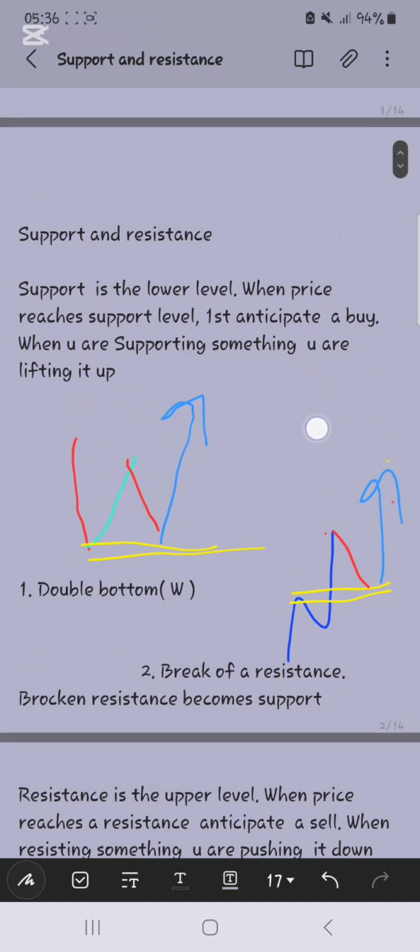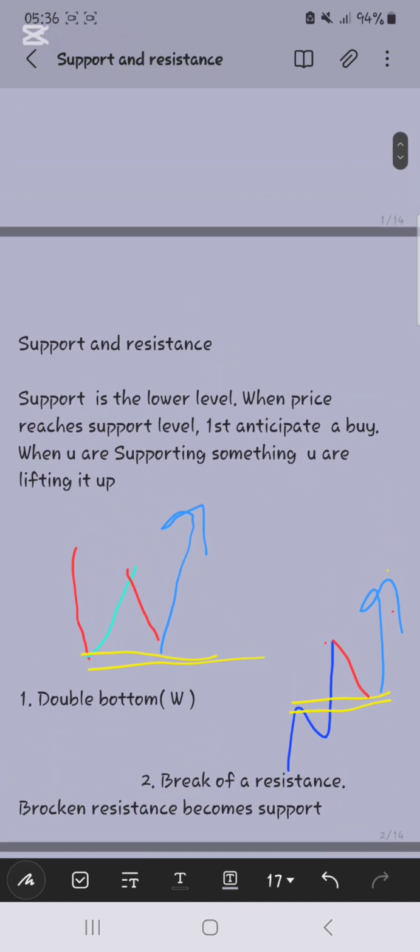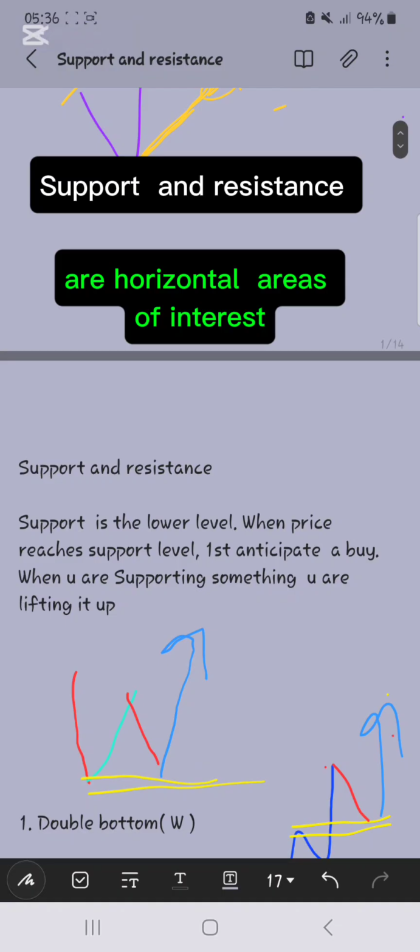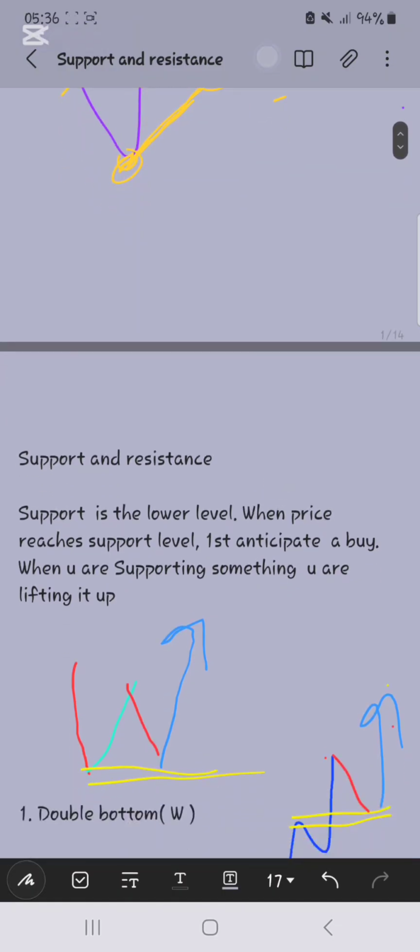So what do we have here? First of all, what we're going to be discussing is support and resistance. Support and resistance are just our horizontal levels. I didn't mention that here, but these are just our horizontal levels. What do we mean?